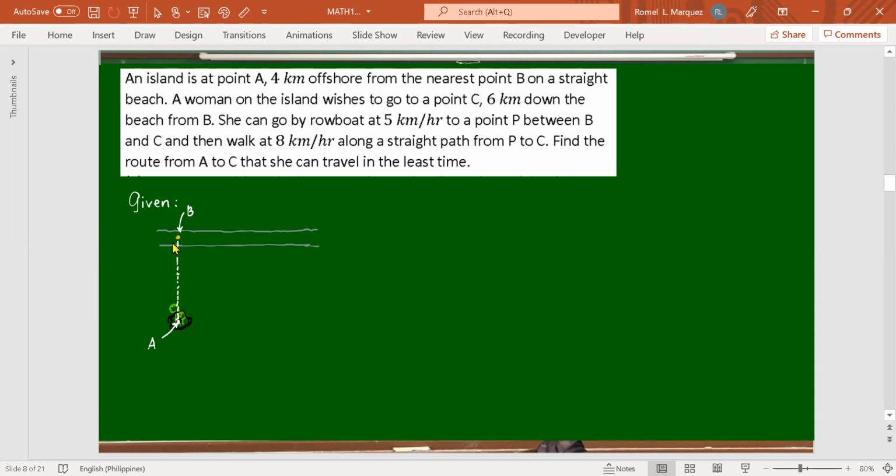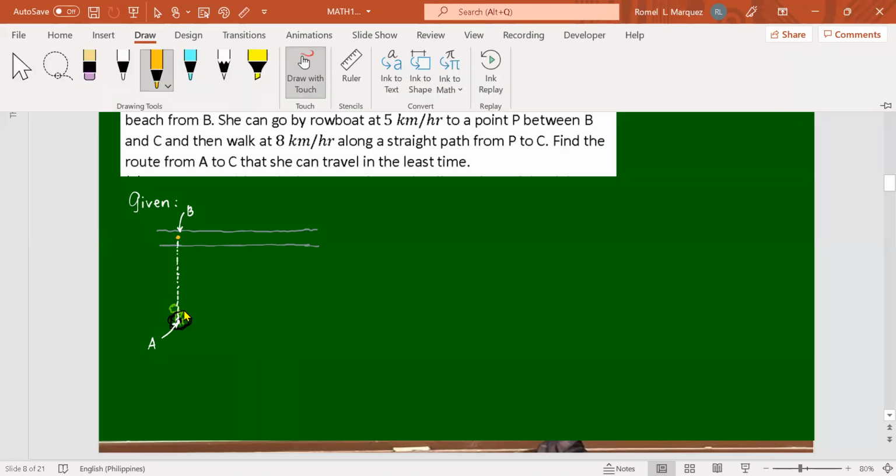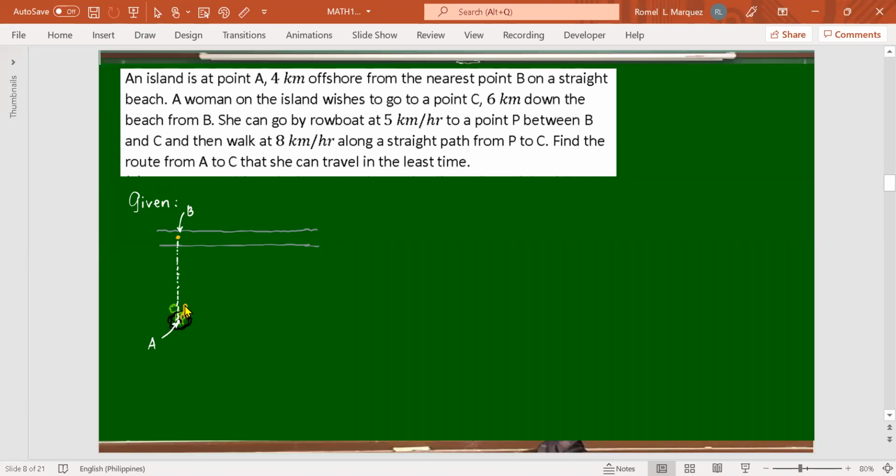A woman on the island, there is a woman here. So let's draw the woman somewhere here. The woman on the island wishes to go to a point C, 6 kilometers down the beach from B. So from B, down here, going there. That is point C. Get it, guys? Do you understand the story, guys?